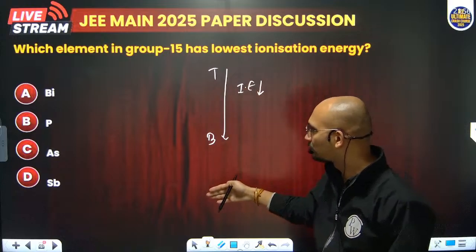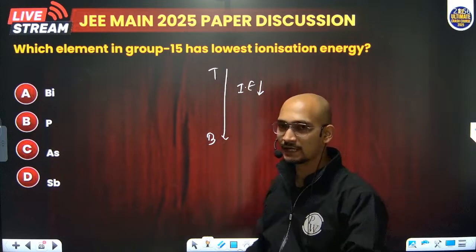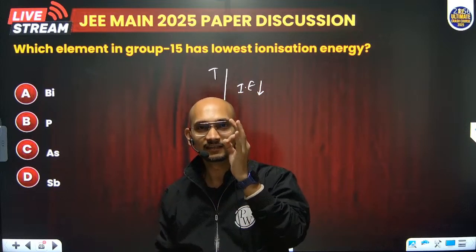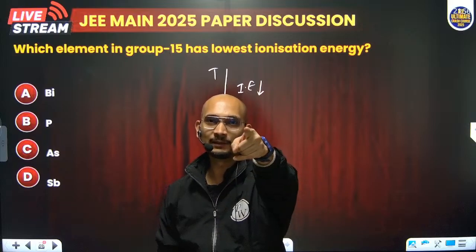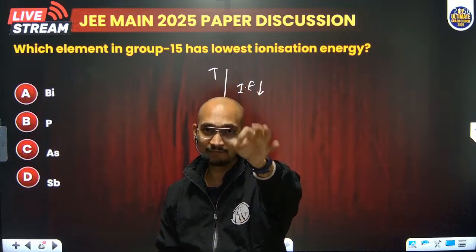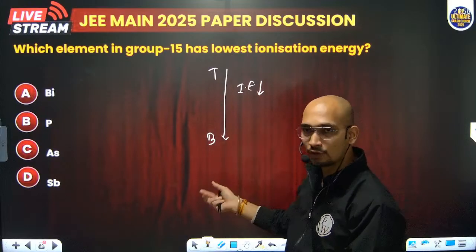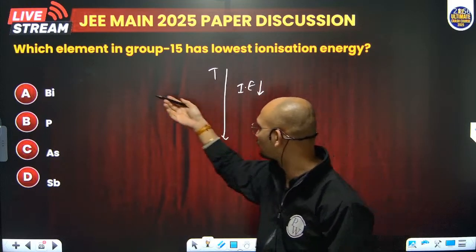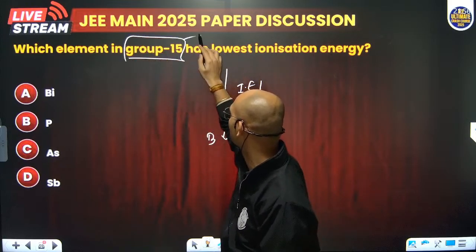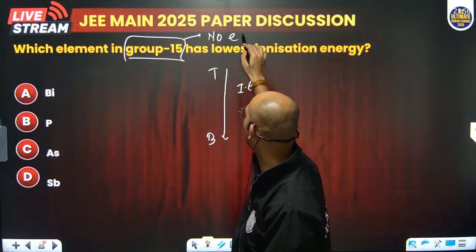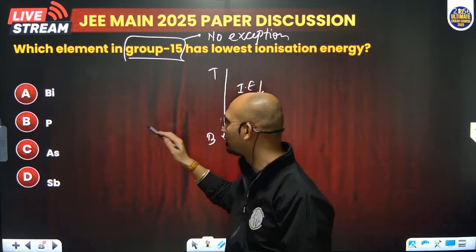As we go from top to bottom in any group, what will happen? Generally this decreases. But where are the exceptions? Please everyone, NCERT group 13, group 14, keep it in mind without leaving that. It's very important. Once a question has come from there. But here we can see that it is asking for group 15 ionization energy. So there is going to be no exception, as we go directly from top to bottom, it will be decreasing.